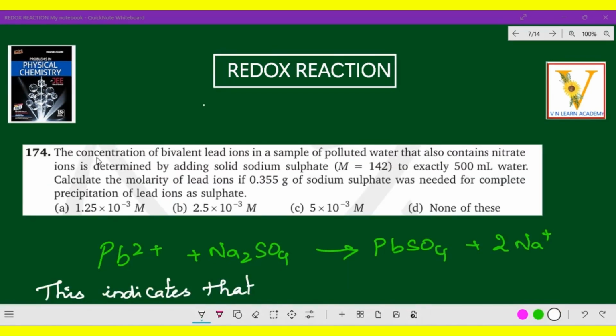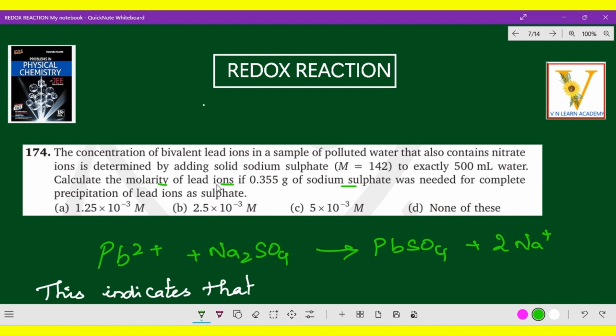The next question. The concentration of bivalent lead ion in a sample of polluted water that also contains nitrate ion was determined by adding solid sodium sulfate, molecular mass 142 gram per mole, to exactly 500 ml of water. Calculate the molarity of lead ion, if 0.355 gram of sodium sulfate was needed for complete precipitation of lead ion as sulfate.